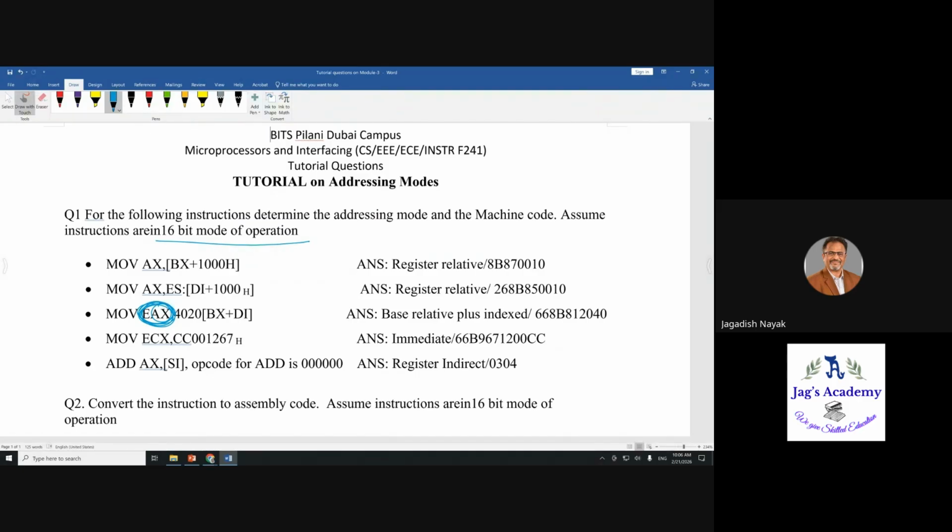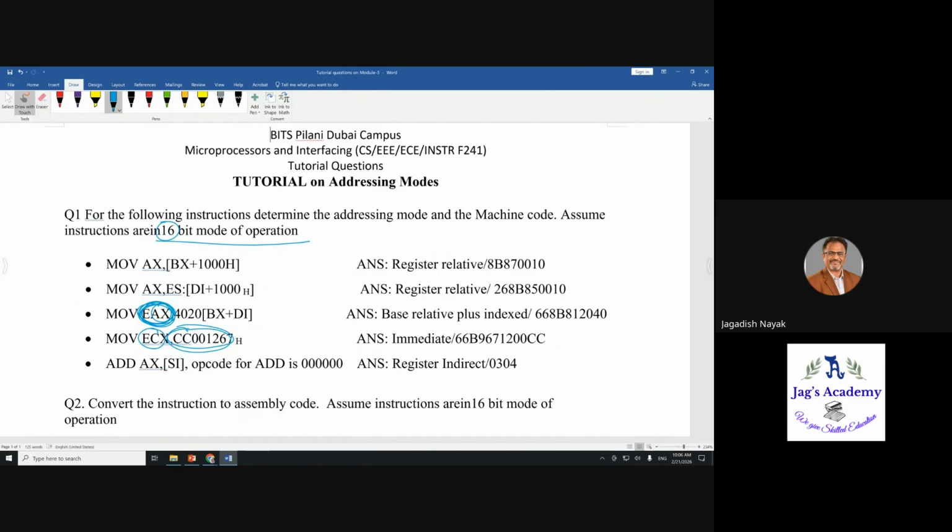Similarly, you can have, see, for example, can you see here? You are using 16-bit mode of operation, but you have a 32-bit register and a 32-bit value, right? This is called a data size violation. Data size violation. I've understood this.